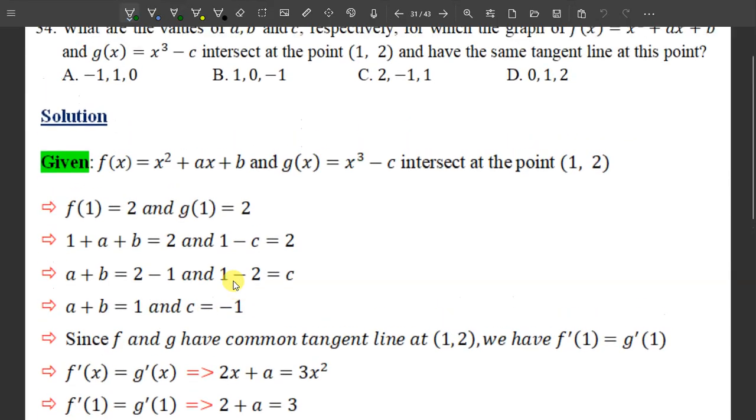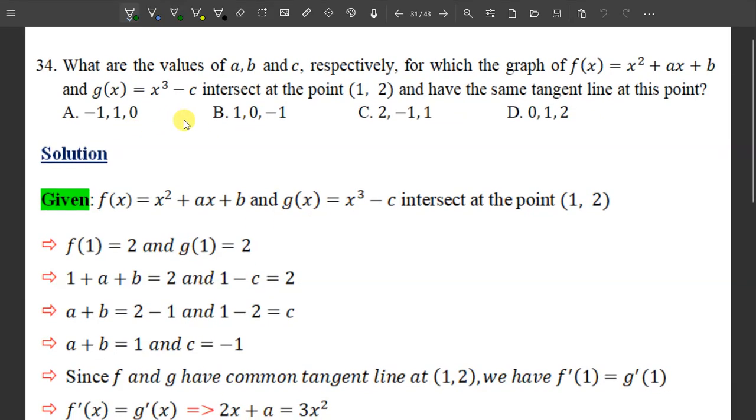Now, observe these multiple choices. And we are asked a, b, and c respectively, so the third one must be minus 1. If only one multiple choice contains minus 1 at the end, then that is going to be the answer before we go any further. Therefore, 1, 0, minus 1 is found only in choice B. Therefore, this is the only alternative that must be the answer.